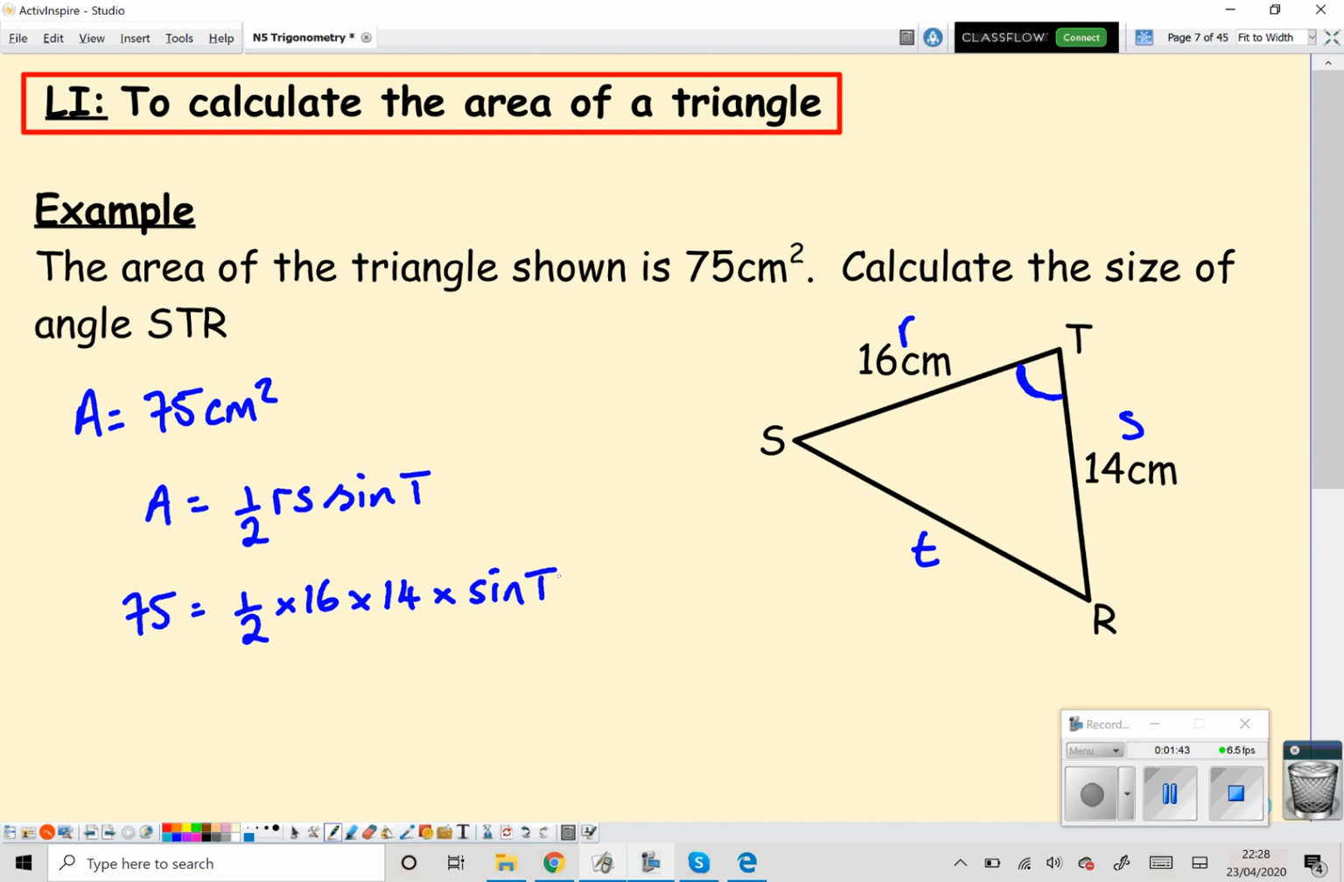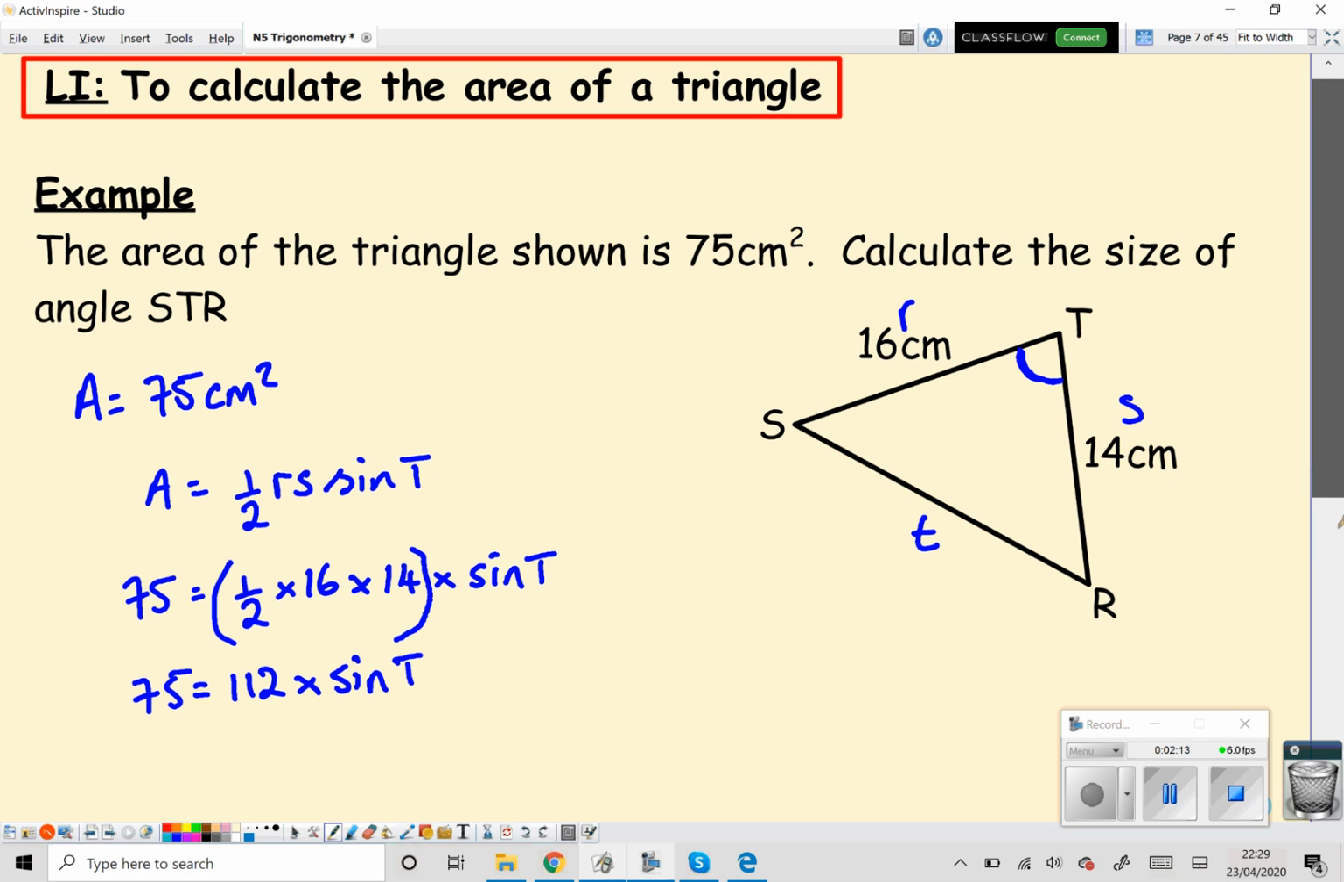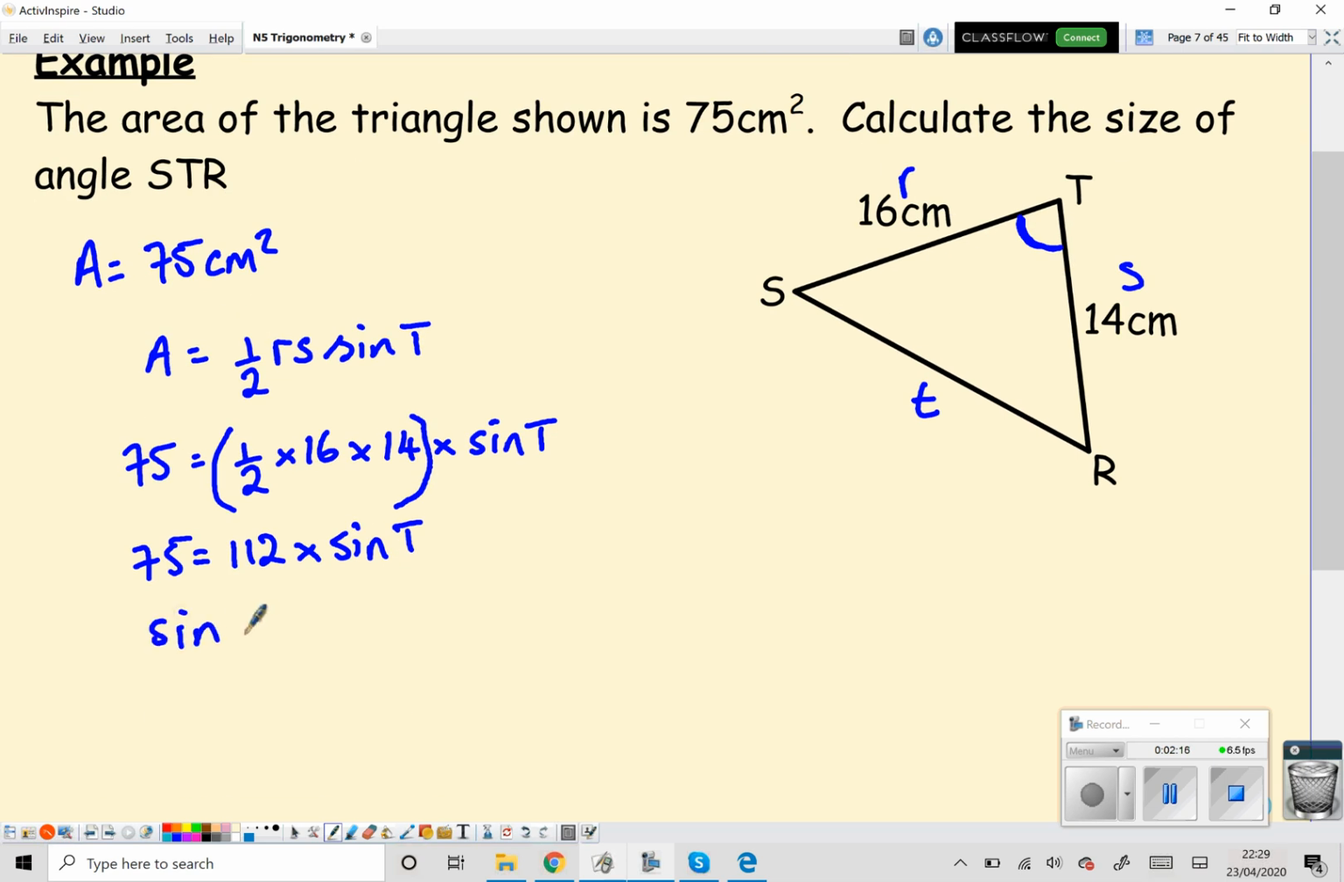So this is going to let us set up an equation here, and we're going to use our changing the subject, equation solving skills to help us calculate what sine t is. Now before I do that, I'm just going to tidy up my equation a little bit. Now I can work out what a half of 16 times 14 is. I'll just run that through the calculator. And what we get is 75 equals 112 times sine t. Well, that must mean that sine t is equal to 75 divided by 112.